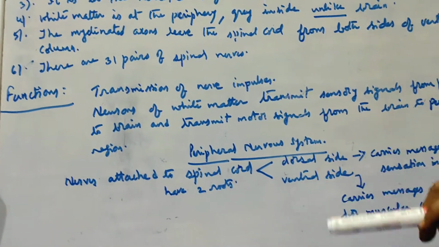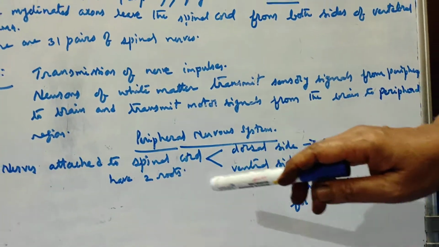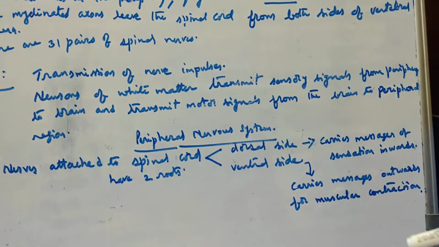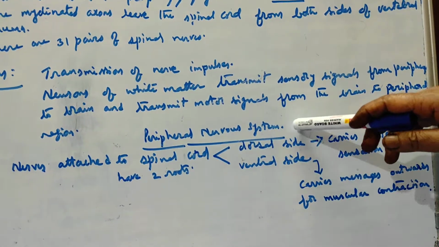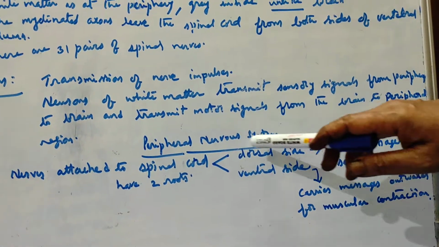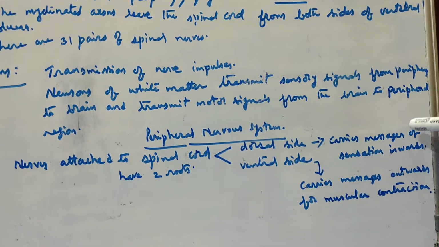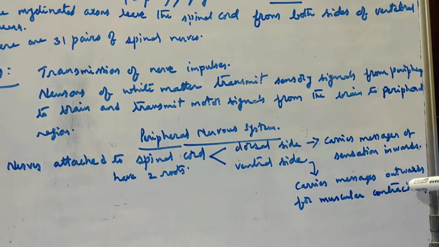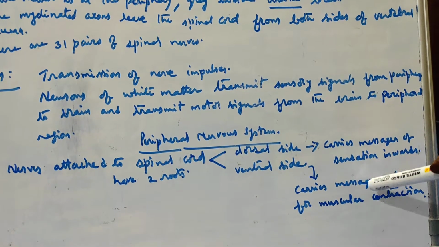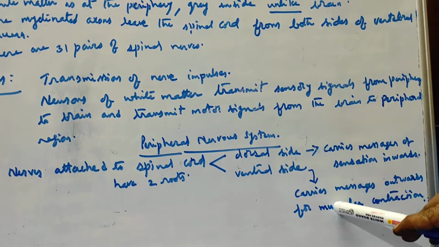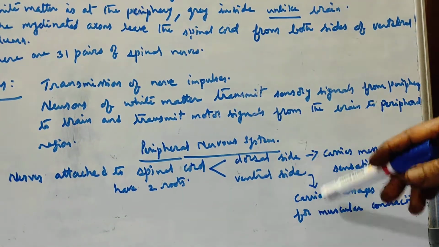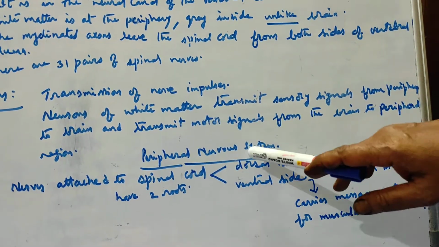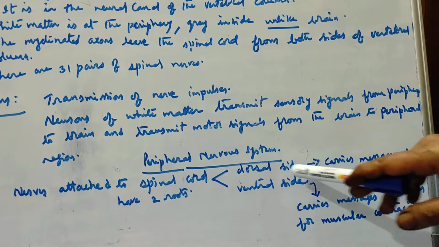Then the peripheral nervous system. The nerves attached to the spinal cord have two roots, because the spinal cord is part of the central nervous system. The first is the dorsal side and the other is the ventral side. The dorsal side carries messages of sensation inwards, only for sensation, whereas the ventral side is for muscular contraction, that is the motor nerves' function. So sensory and motor functions are both done by the peripheral nervous system: dorsal root for sensation and ventral root for motor.